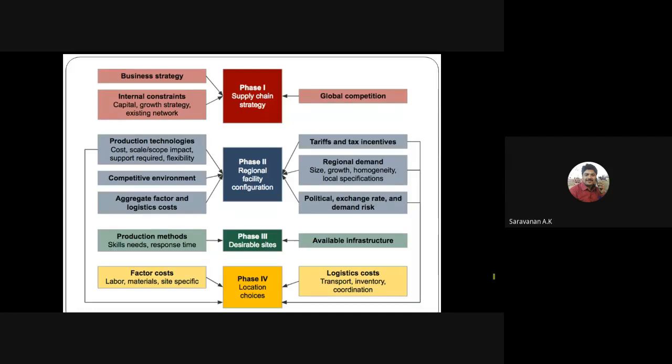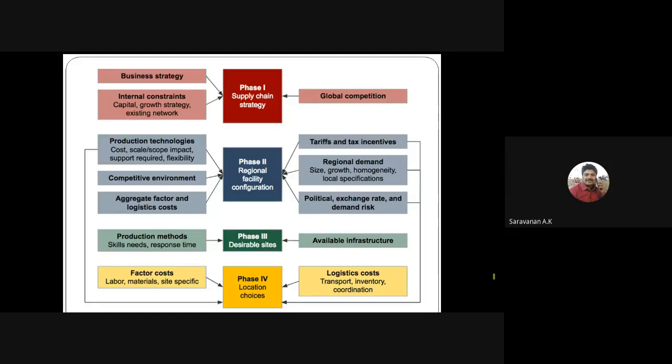Then the available production technologies. What technologies are there? That we have to see. If the economies of scale or scope are very significant, then it will have a better facility to serve many markets. If the economy of scale is good, then it will sustain in the market. That we have to see.